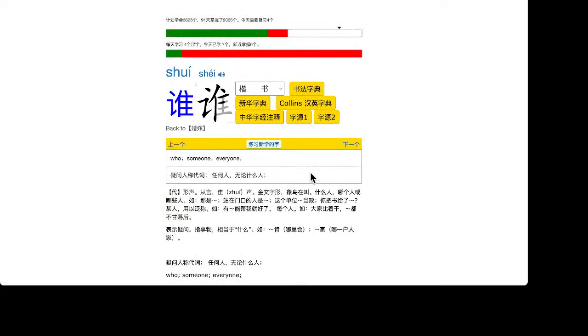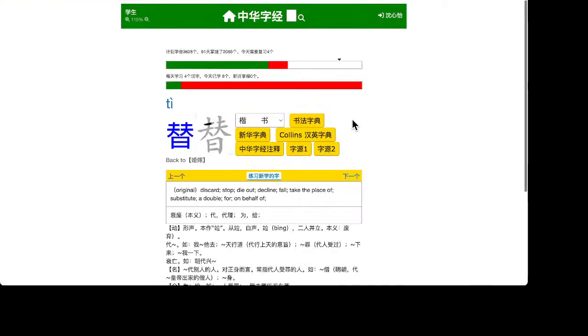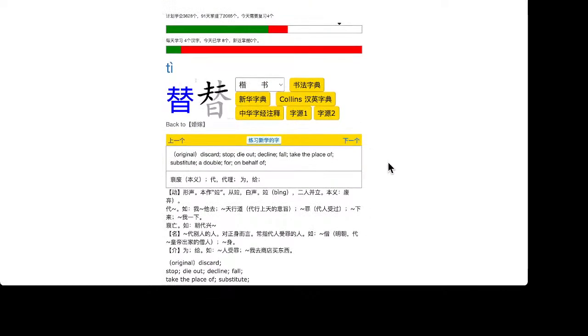Now next one is 替. Okay, 替, the original meaning is discard, stop, or die out. And later on it also means decline. That means just getting wasted, died out. It also means fall, things just going bad, going downhill, and eventually dying out. That's the original meaning of this character. The second meaning of this is take the place of, substitute, or a double.